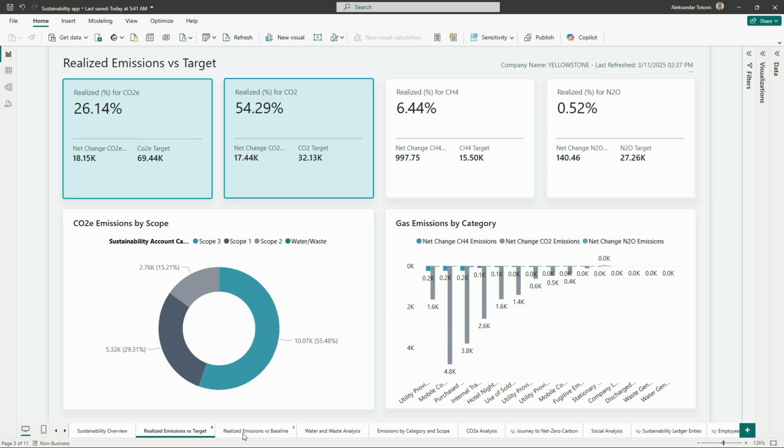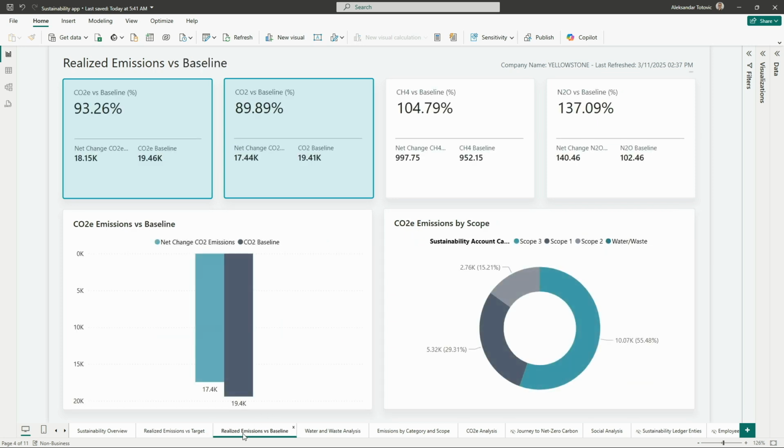Very similar is realized versus baseline. So this time it is not versus target, now it is versus baseline. Again, carbon equivalent, carbon, methane, nitrous oxide, and again, emission by scope, emission by baseline.